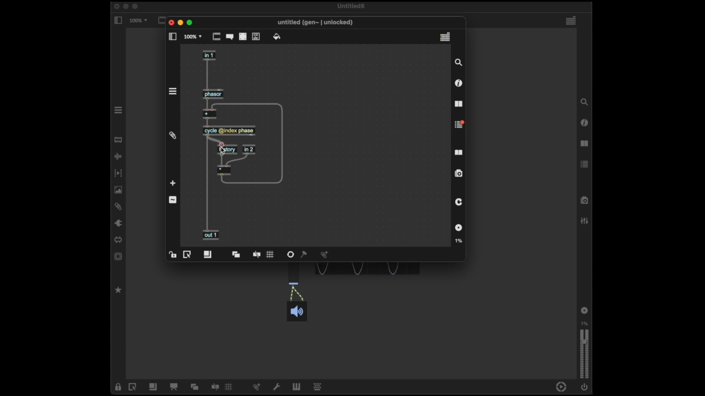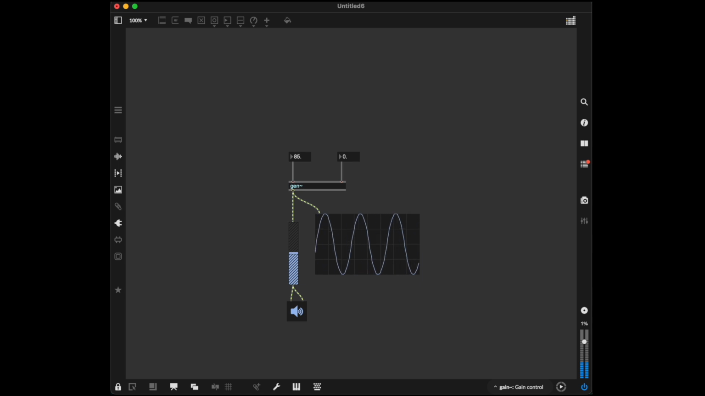The reason why I have to do one sample behind is that if I just go straight out of the cycle and back into itself, Gen isn't going to allow that. But this way there's a bit of a break in it, so it won't explode. So that will sound like our familiar phase modulation feedback situation.